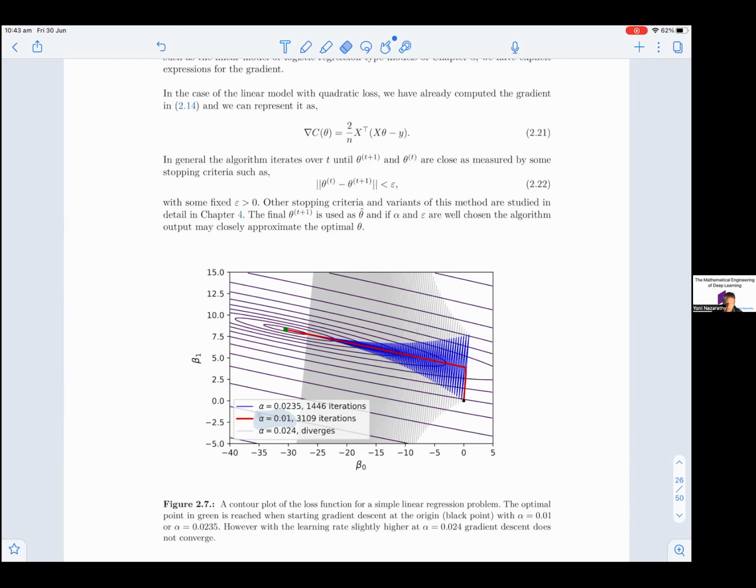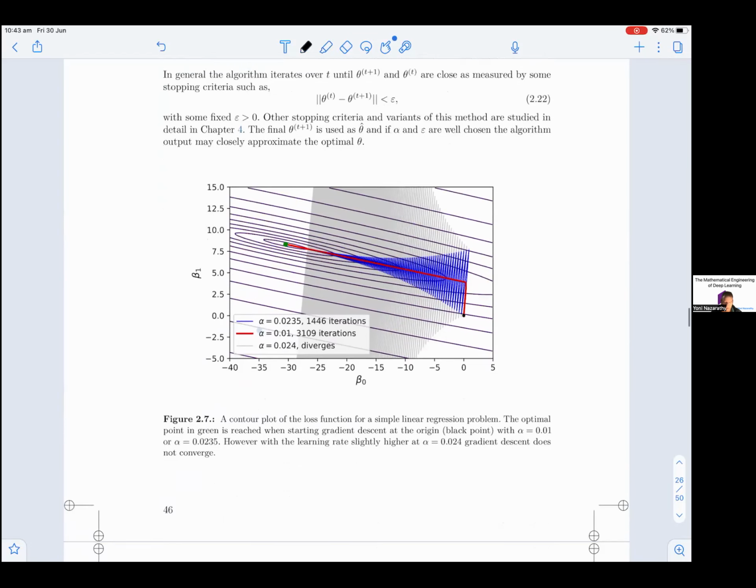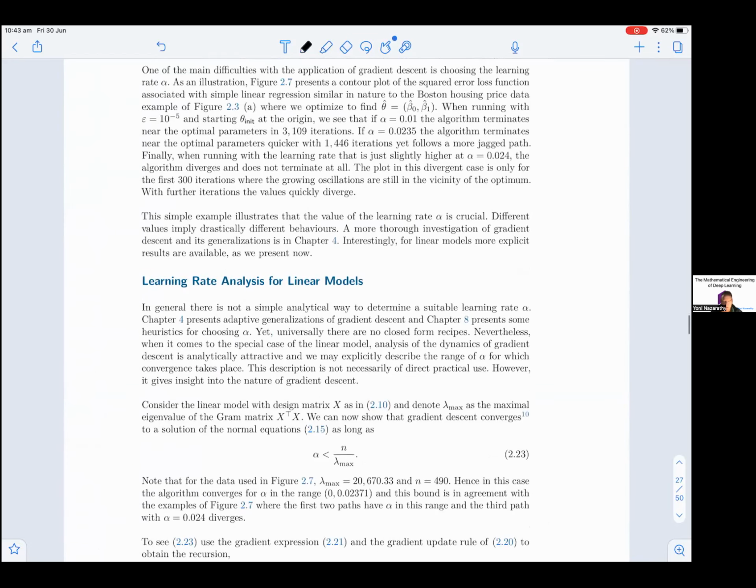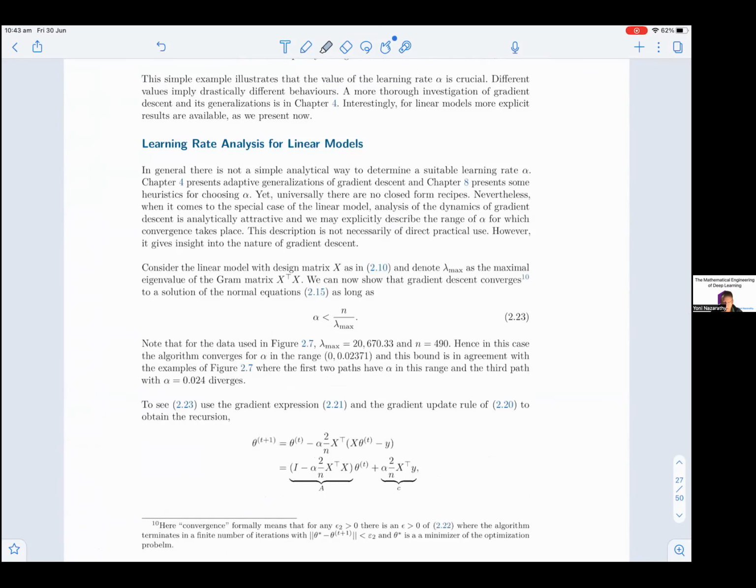So the point here is that the learning rate is a tricky hyperparameter. Of course, it's illustrated for this very simple case of simple linear regression. The simple example illustrates that the value of the learning rate alpha is crucial. Different values imply drastically different behaviors. A more thorough investigation of gradient descent and its generalizations is in Chapter 4. Interestingly, for linear models, more explicit results are available, as we present now. The results that we present now are specific for linear models.